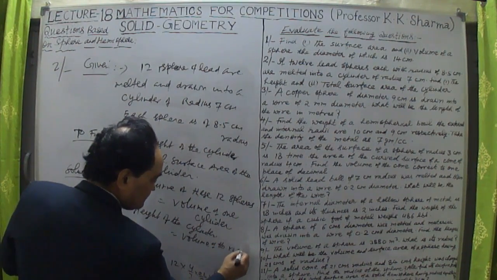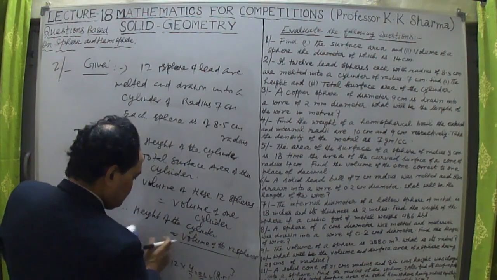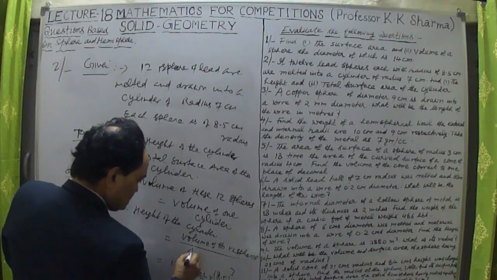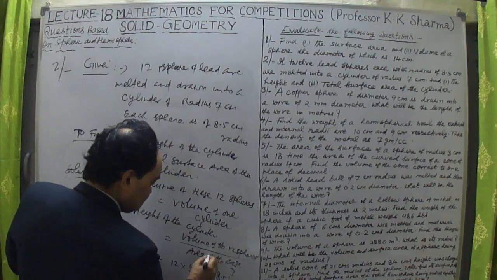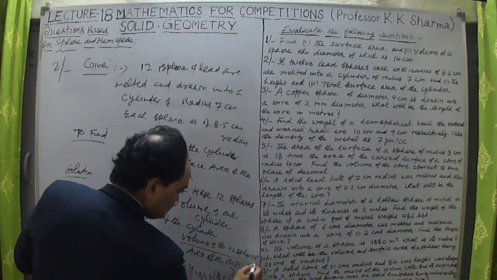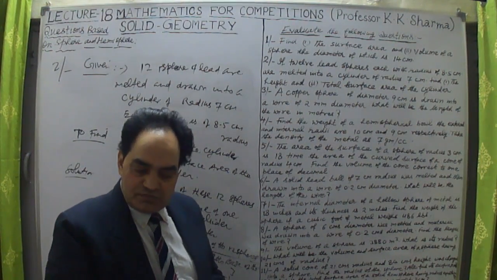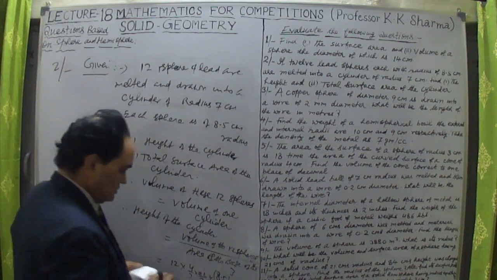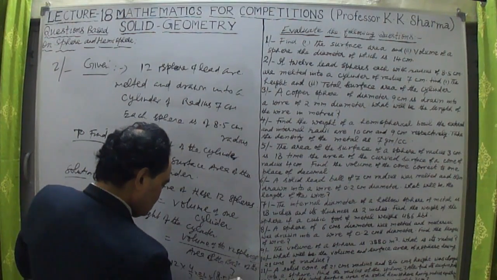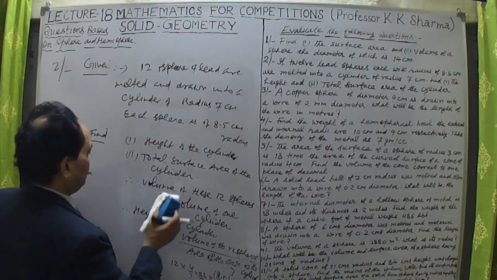divided by area of the base of the cylinder. Okay, because what is the volume of a cylinder? Area of the base into height. That is volume of the cylinder. So pi r square into h. Okay, this is pi r square only. So area of the base of the cylinder. Now let me put that value here. So then finally we will calculate that.